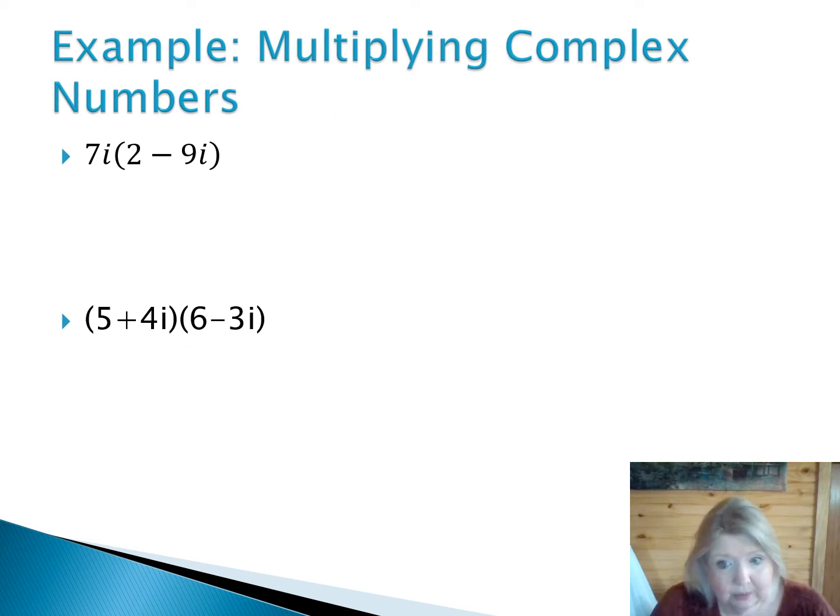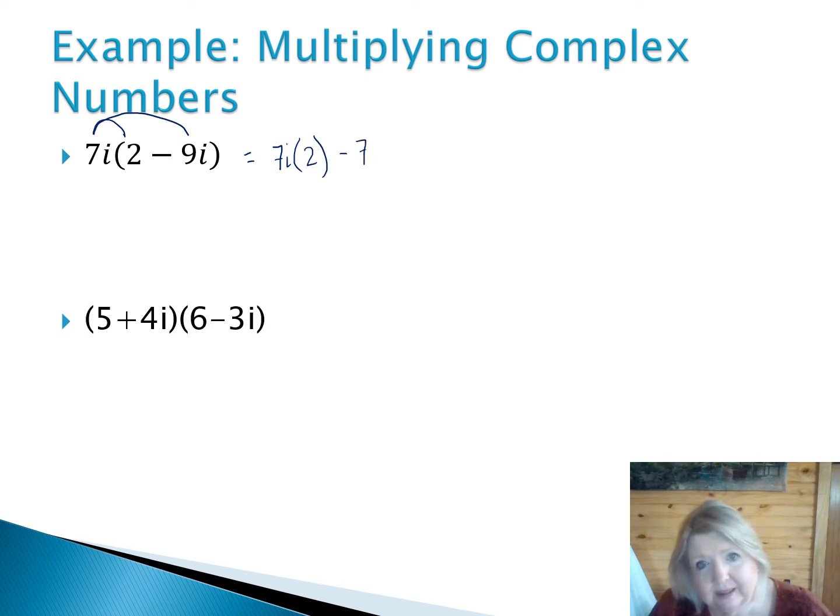Multiplying is also going to work like binomials, but it's going to have a little bit of a twist to it. First of all, this is a monomial times a binomial, and it works the same way. I merely distribute the 7i through. So that's going to be 7i times 2 minus 7i times 9i. So that's going to be 14i minus 63i squared. Here's the catch.